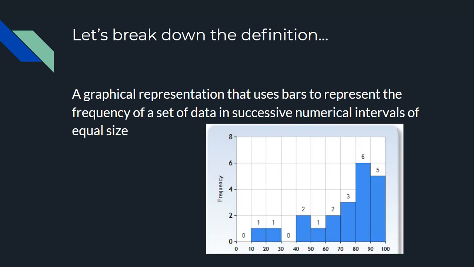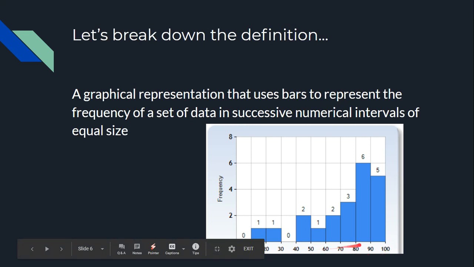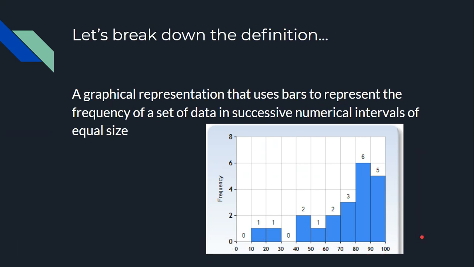The next part of the definition is probably the most confusing. So let's break that one down a little deeper. It says you're going to represent the frequency of a set of data, but you're going to represent it in successive numerical intervals of equal size. What that means is along the bottom of your x-axis down here, all of those are going to be numbers. First of all, it says numerical intervals. An interval is a range, so you're not listing every number separately, you're grouping them together. And they have to be successive. That means they have to come in order with no skips.